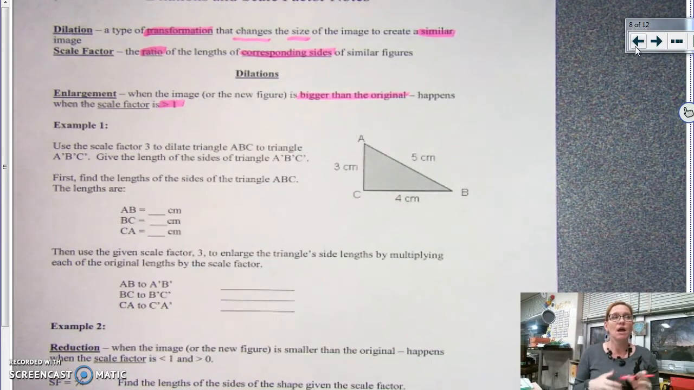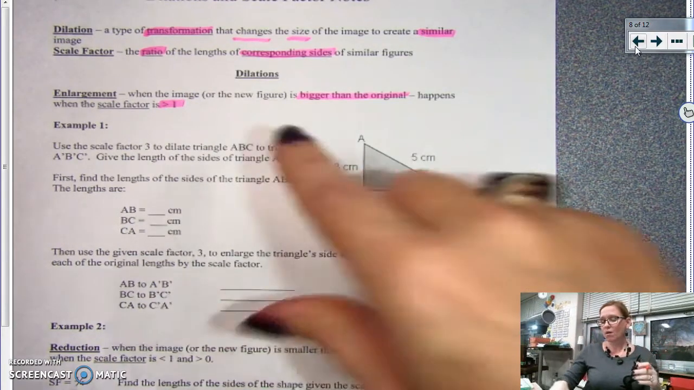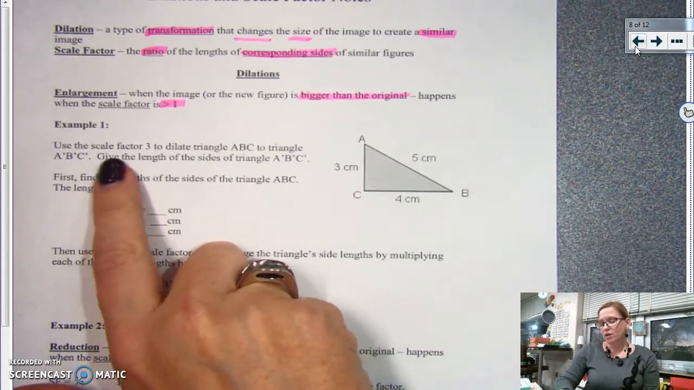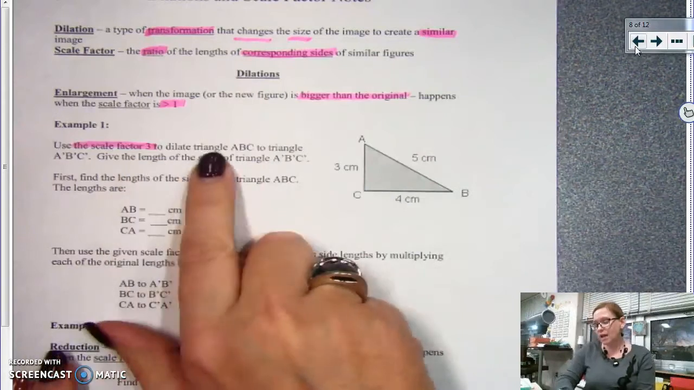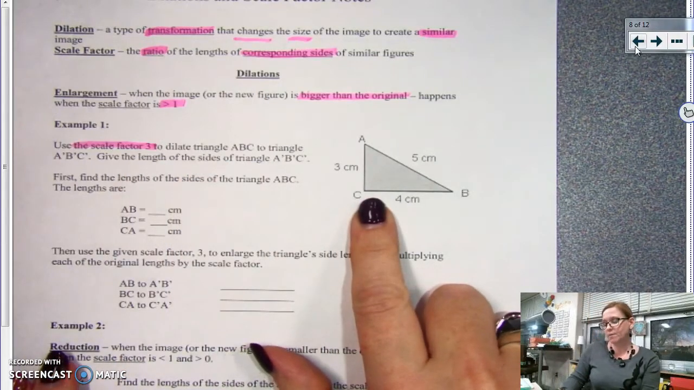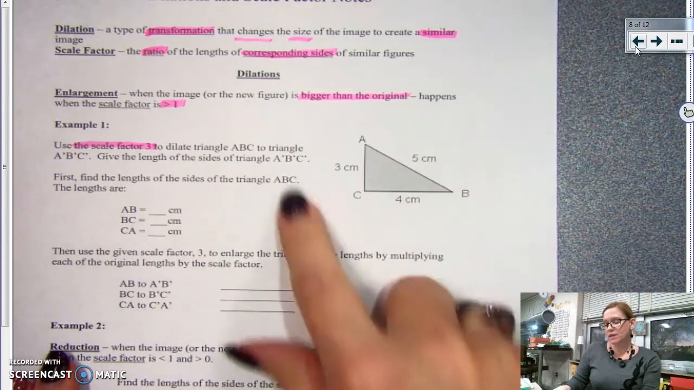You could throw decimals in there, but all the numbers are going to be greater than 1, and it's going to show you how much that object is going to grow. Okay, so here's an example. Use a scale factor of 3 to dilate this triangle ABC, given the lengths of these sides.